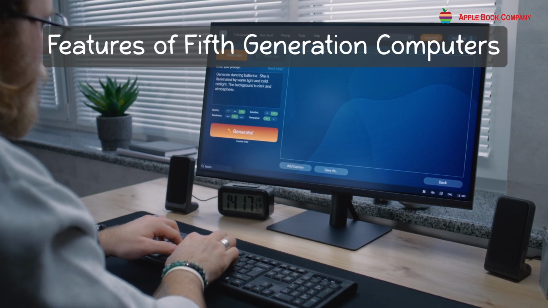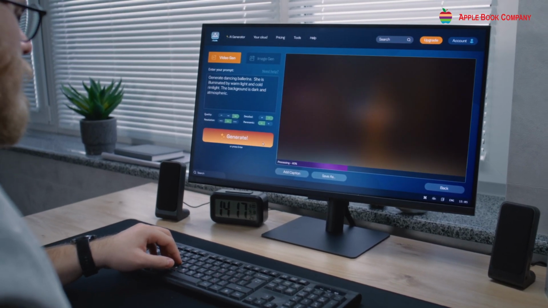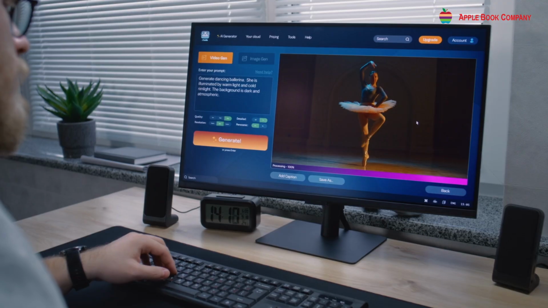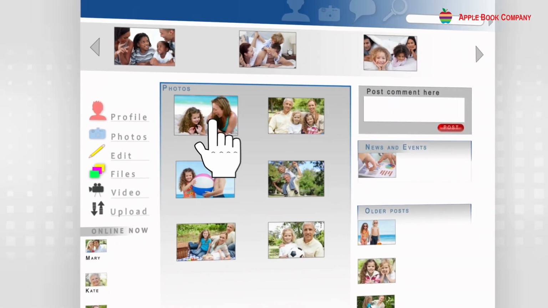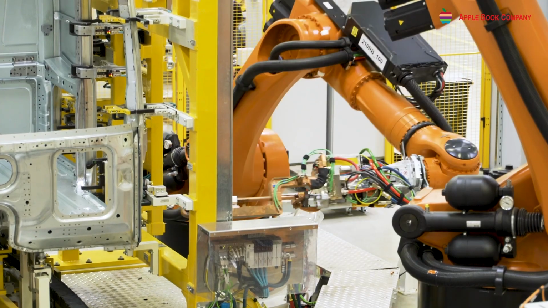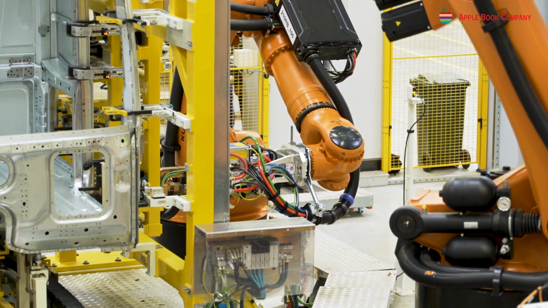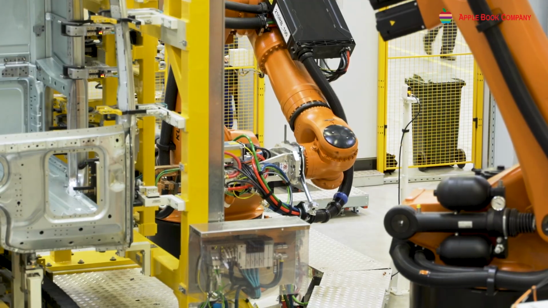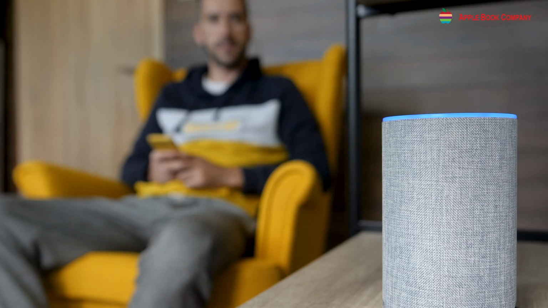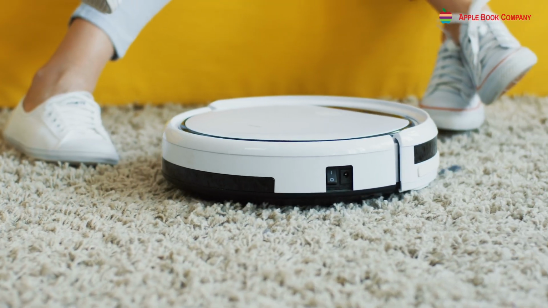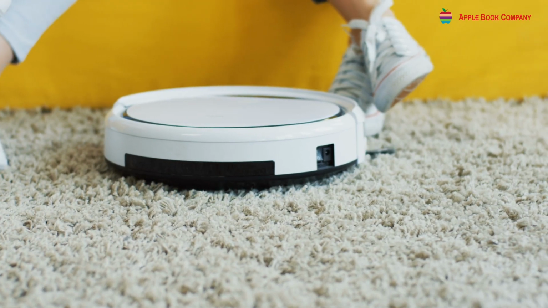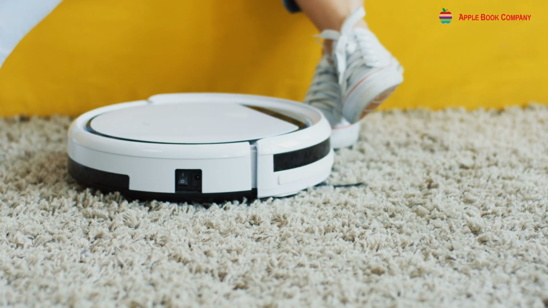Features of fifth generation computers. Technology used: AI, ULSI technology, and quantum computing concepts. Speed: extremely high processing speeds. Capabilities: natural language processing, advanced robotics, and intelligent systems. User interaction: more human-like interactions through voice and gesture recognition. Energy efficiency: focus on reducing energy consumption while increasing performance.